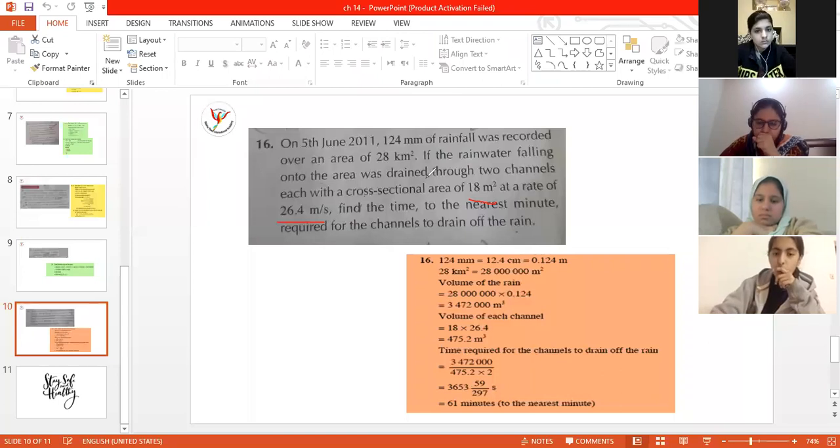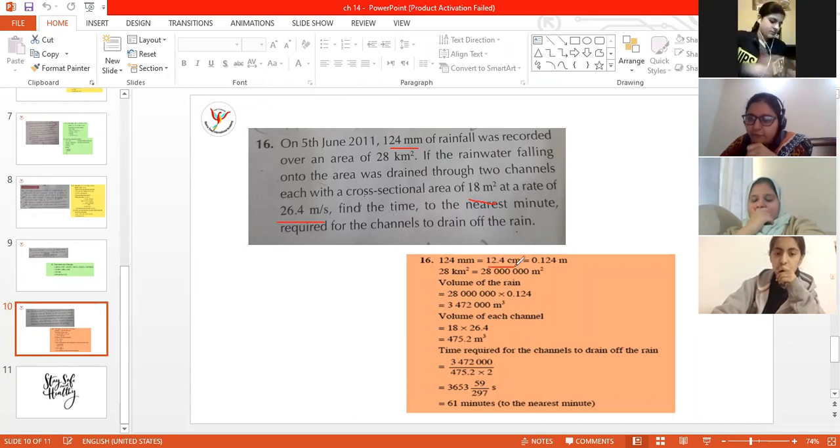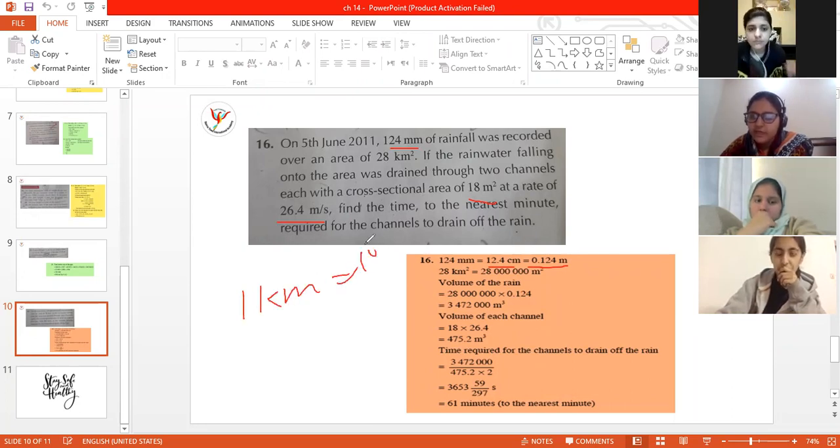Okay, first of all, we have to convert this millimeter into meter. First convert millimeter into centimeter, then centimeter into meter. Converting millimeter into centimeter, the answer will be 12.4, and converting centimeter into meter, the answer will be 0.124, right? Now 28 kilometer square, we know that 1 kilometer is equal to 1000 meter.